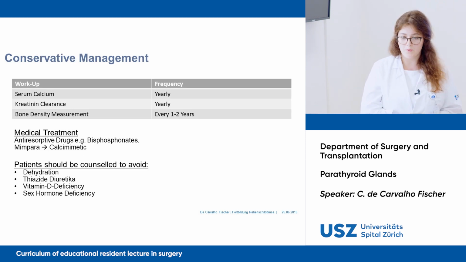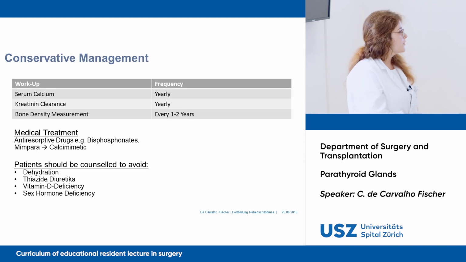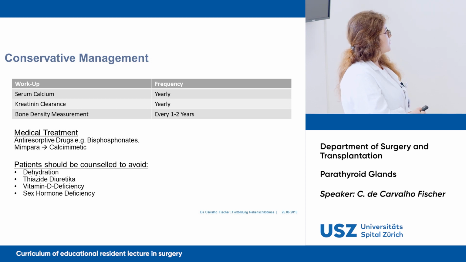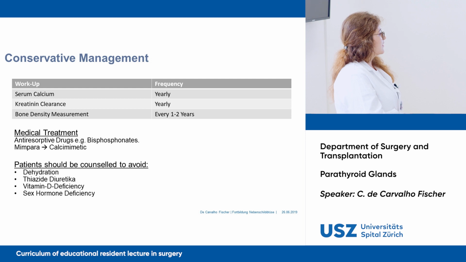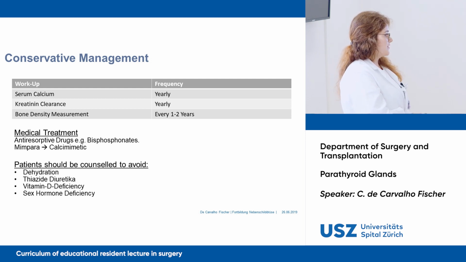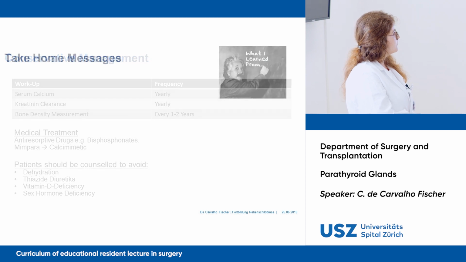If our patients do not qualify for surgery, it's important to schedule regular follow-up. So calcium should be measured yearly, as should creatinine. Bone density measurements should happen yearly or biannually. Medical treatment can include anti-resorptive drugs or calcimimetics. Patients should avoid thiazide diuretics, dehydration, vitamin D deficiency, or sex hormone deficiency.